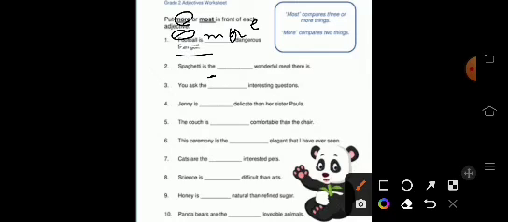Similarly, the second one: spaghetti is the dash wonderful meal there is. Now spaghetti is compared with all other meals there. So here we will be using the superlative degree, that is most. Spaghetti is the most wonderful meal there is. And the other two ways to identify the degrees are the article and than. When than is used, comparative degree is used, and when the is used, superlative degree is used in most of the cases.